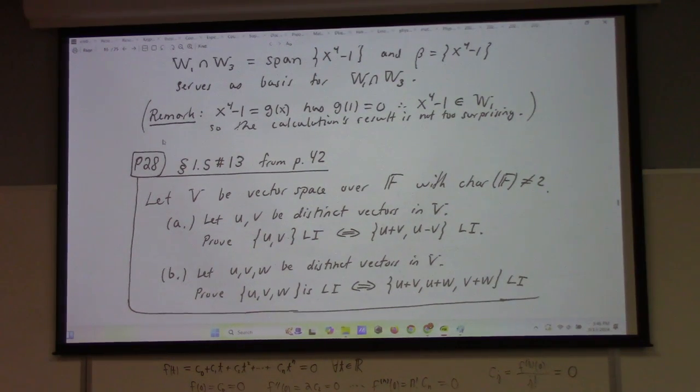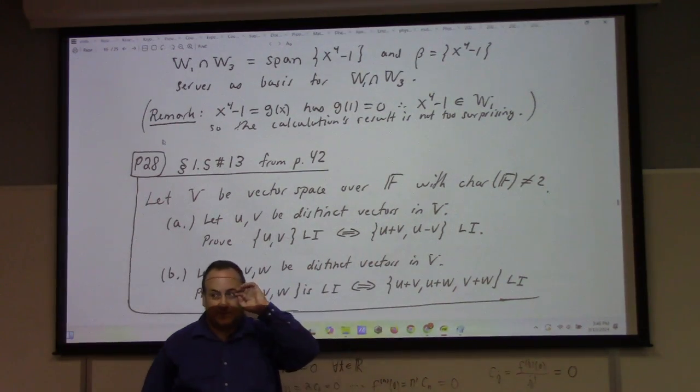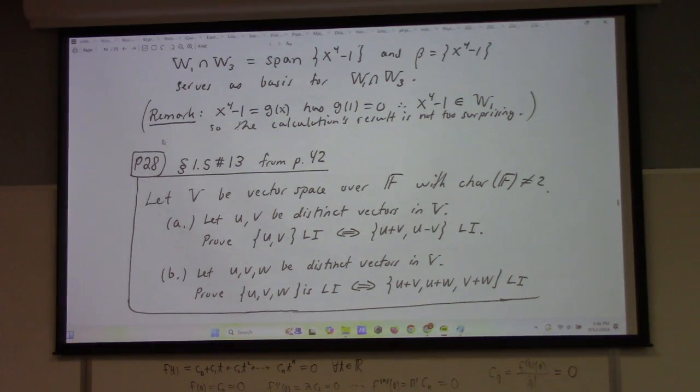Problem 28, part A is like a really good test question. This is a pretty standard test question. Given linear independence of a pair of vectors, prove linear independence of this other pair. It's a nice question. It's not super difficult calculationally, and it really does pretty well test your understanding of what linear independence is in the abstract. Because U and V are completely arbitrary here, right? So it's got nothing to do with polynomials or matrices or functions.